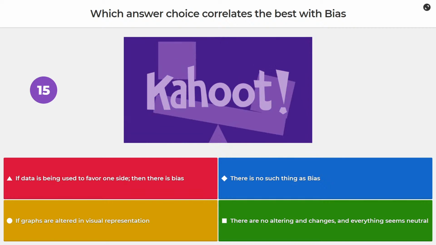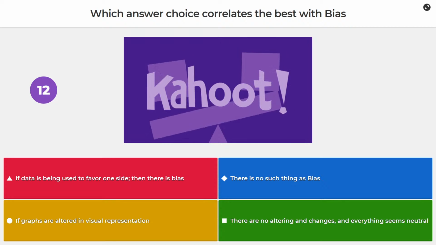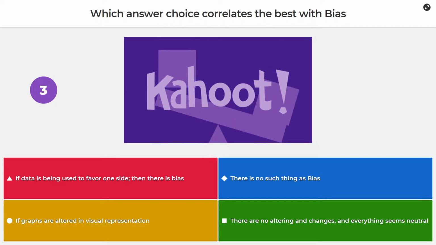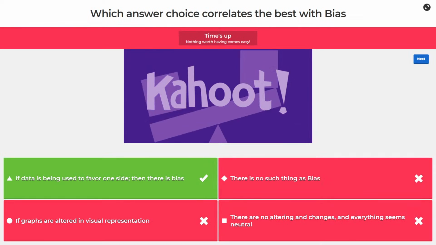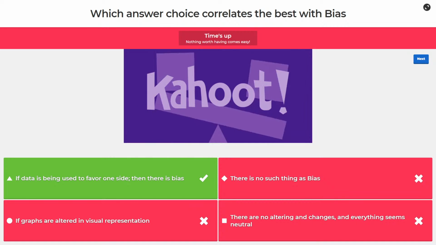Alright, so I'm going to be moving on to the next question now. Which answer choice correlates the best with bias? Given these answer choices, you can find the answer just through looking at them, or you can think about it systematically. Okay, so let's go one by one.